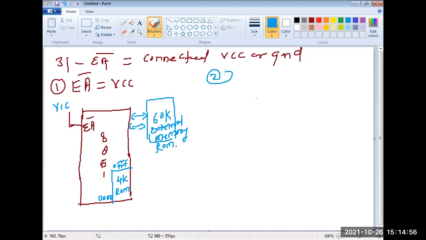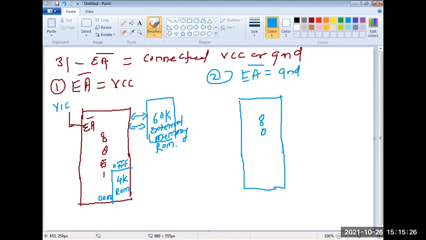And what is the second case? If the EA bar signal is connected to ground, meaning a zero level signal, then the internal memory is not going to be considered. That time the whole 64 kilobyte is considered for the external memory case. So there is no internal memory, so I will not draw anything here. This is my 8051, and this is my EA bar signal, which I am grounding here.